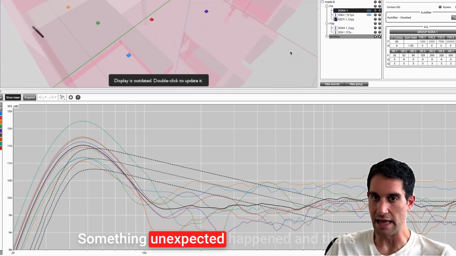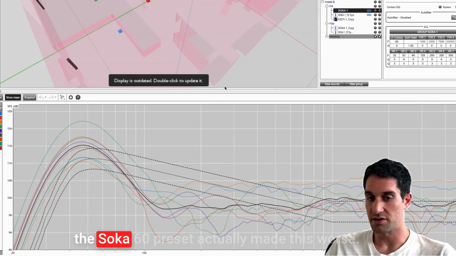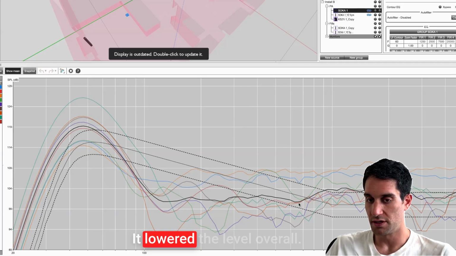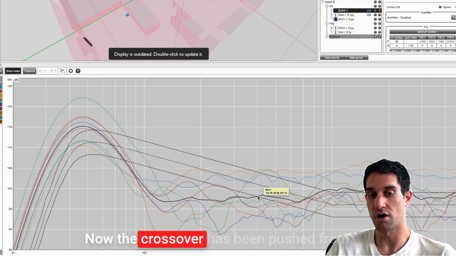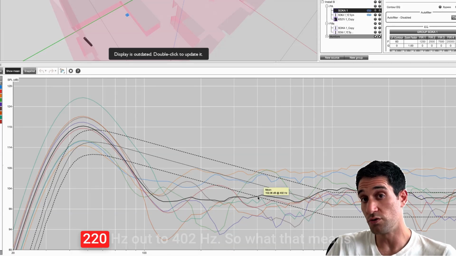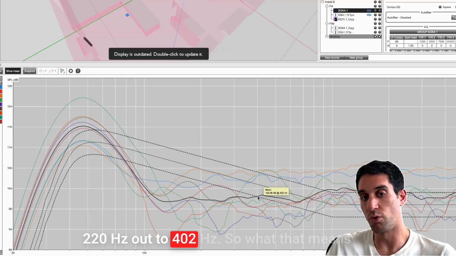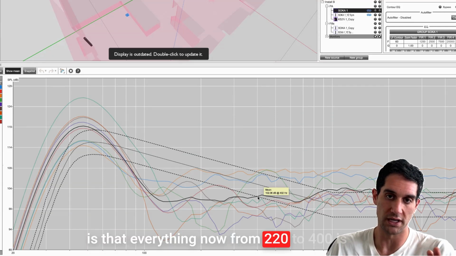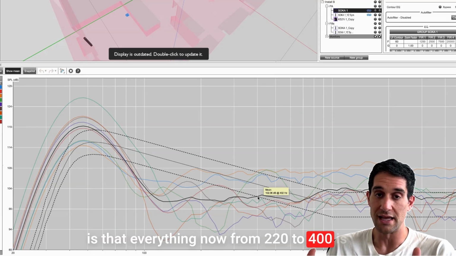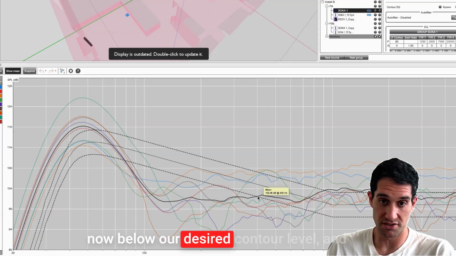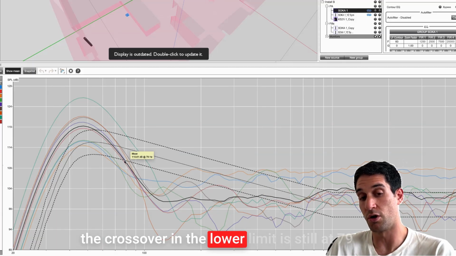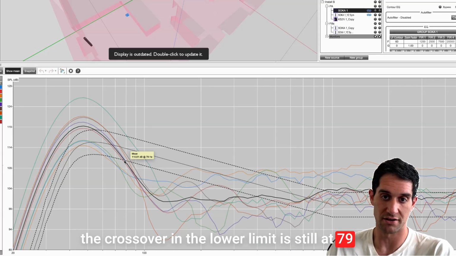Something unexpected happened, and that's the Soka 60 preset actually made this worse. It lowered the level overall. Now the crossover has been pushed from 220 hertz out to 402 hertz. So what that means is that everything now from 220 to 400 is now below our desired contour level, and the crossover in the lower limit is still at 79 hertz.